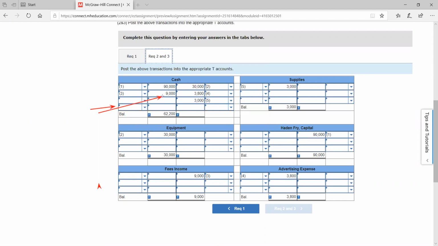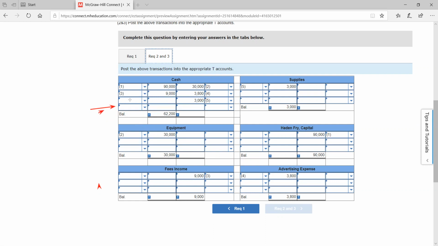The third one, here's your debit to cash, and the offset goes down here to fees income. There's your credit. Fourth one, you had a credit to cash of $3,800, and the debit offset was to advertising expense. And the fifth one, you had a credit to cash of $3,000, and a debit to supplies of $3,000.